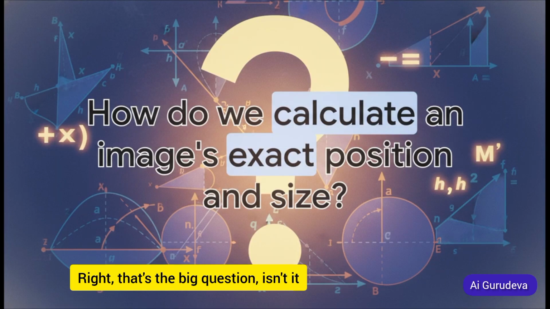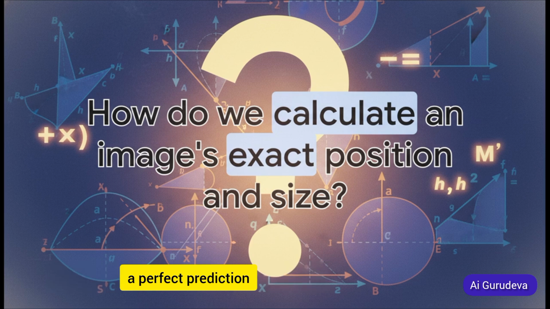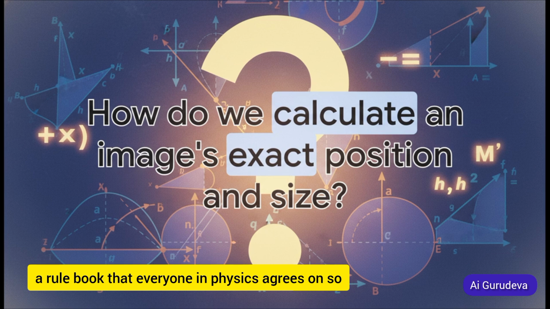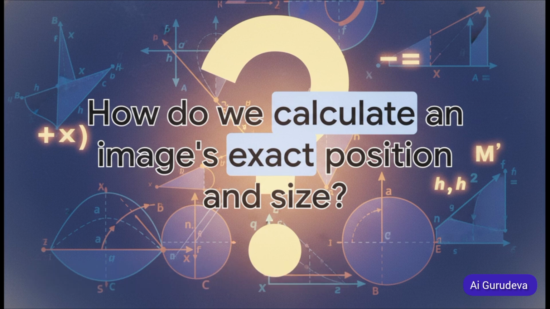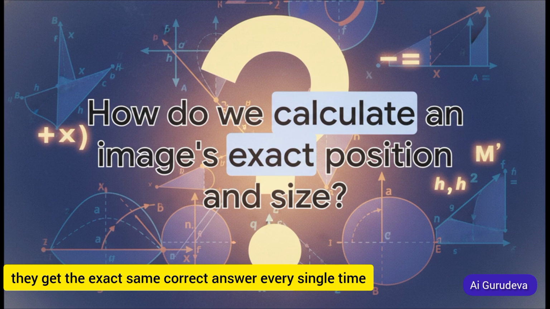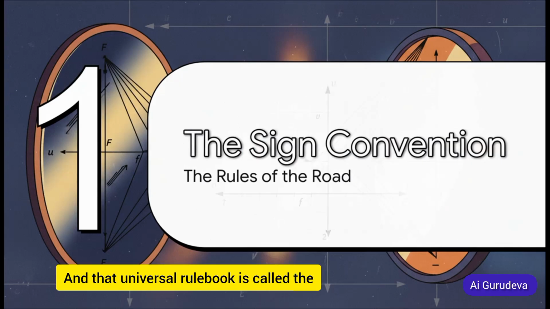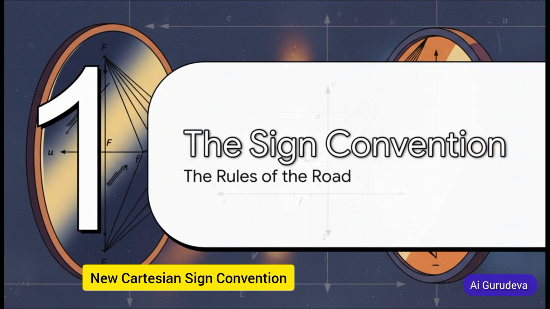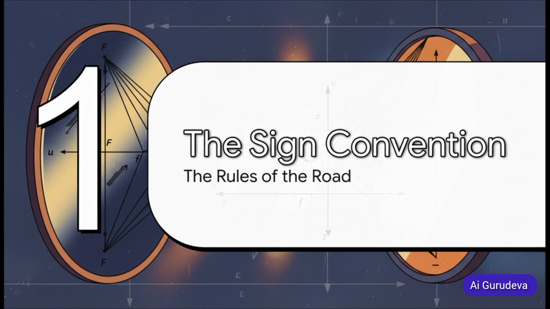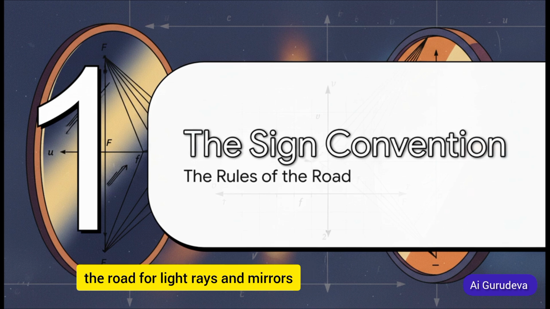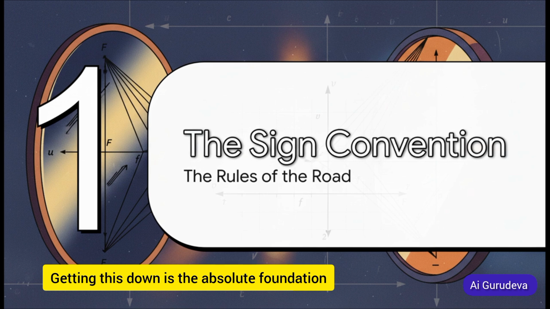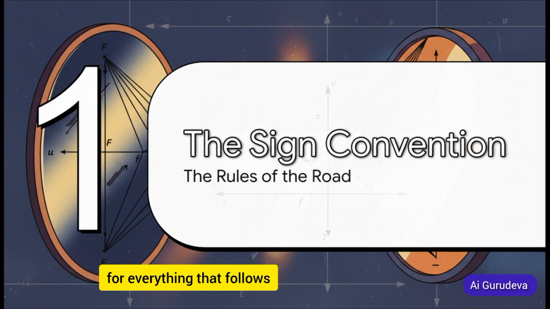Right, that's the big question, isn't it? How do we go from a pretty good guess to a perfect prediction? To do that, we need a system, a rule book that everyone in physics agrees on so that no matter who does the math, they get the exact same correct answer. Every single time. And that universal rulebook is called the new Cartesian sign convention. Honestly, just think of it as the rules of the road for light rays and mirrors. Getting this down is the absolute foundation for everything that follows.